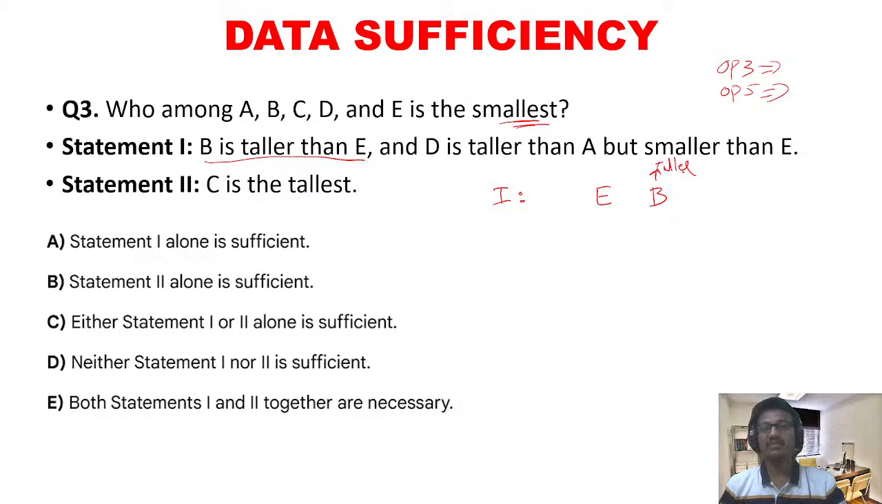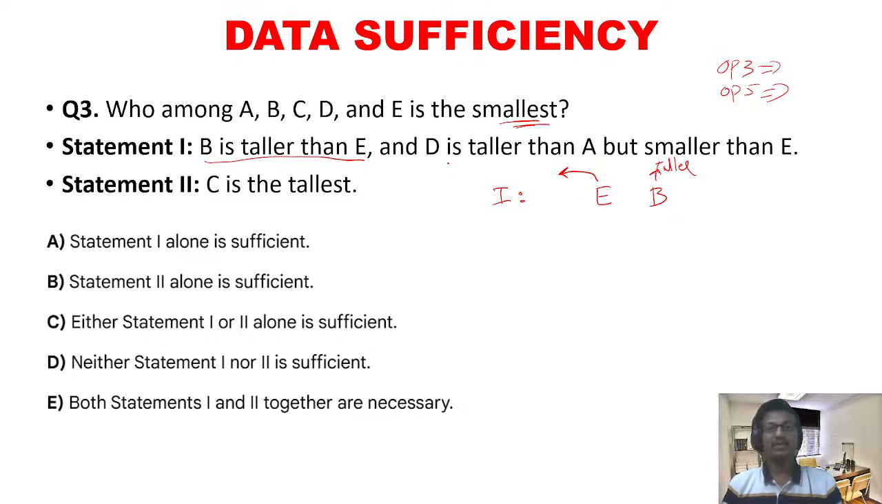He is taller. The person on the right side is taller. Okay, so B is taller than E. This is what is given. And D is taller than A, but smaller than E. Okay, so smaller than E means they should appear on the left side of E.